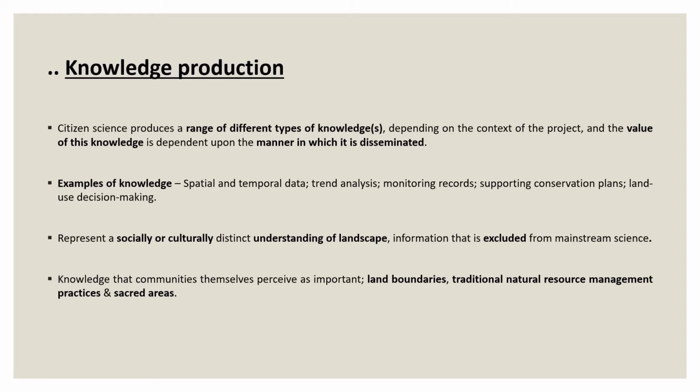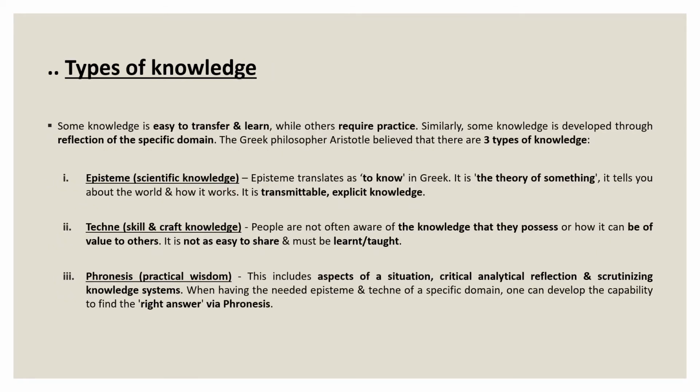Such information is often excluded from mainstream science. This is particular types of knowledge that communities and local residents themselves perceive as being important. This can include land boundaries, traditional natural resource management practices, and sacred areas. Citizen science projects can provide an active avenue to empower certain types of knowledge, such as these socially and culturally important forms. The theory of knowledge is a wide-ranging concept and not easy to define.